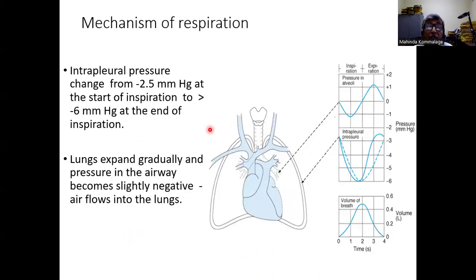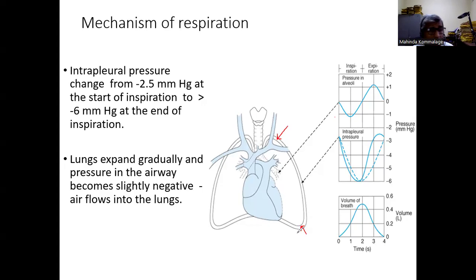Right. So we will use this diagram to explain this. And this is the interpleural space, right? And the interpleural pressure is not the same from bottom to top of the lungs. It's not the same. So the interpleural pressure at the bottom is higher, and at the top or apex of the lungs interpleural pressure is low, right? This interpleural pressure is below the atmospheric pressure, right?